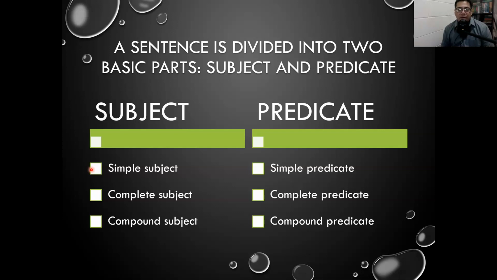The little boy ran to his mama. Who did the action? Who ran? The little boy or the mama? The little boy ran, right? So the little boy is what we call the complete subject. But let's focus on the simple subject. I have these three words. The little boy.